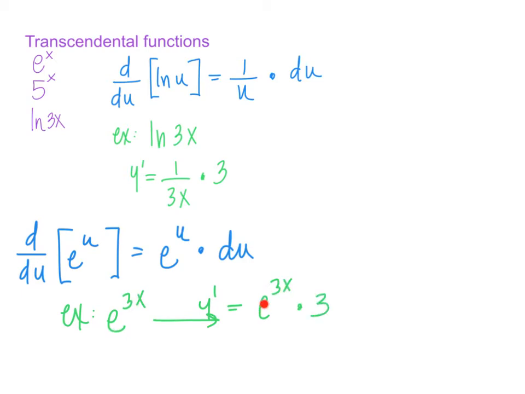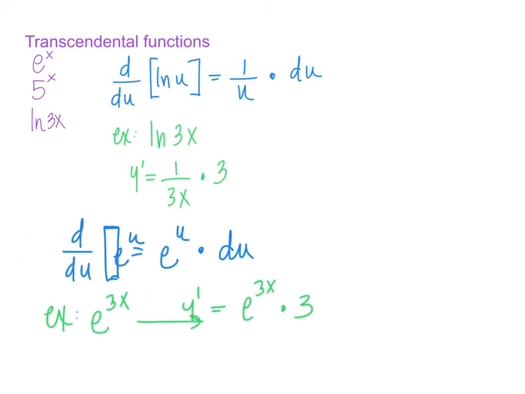E to the u, du, the derivative of u, where u represents basically any expression that we can put in there. And u could now be anything. In this case it's just 3x, but it could be x squared plus 1. It could be a trig function. It could be a chain rule. It could be any of the rules that we have already encountered.